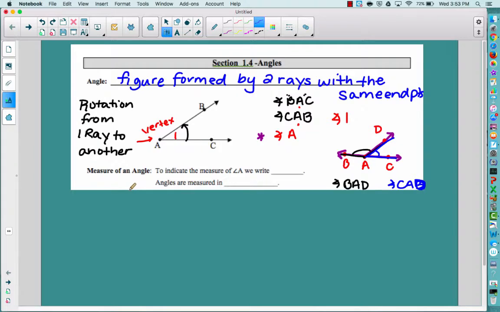When we want to write the measure of an angle, if I give you angle A, that's not the measure of an angle. If I want to indicate the measure of an angle, we would write a little m with the angle symbol A, and that means the measure of angle A. Angles are always measured in degrees in geometry. All right. Some more things.